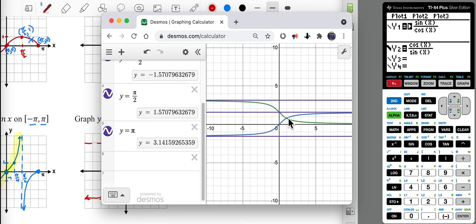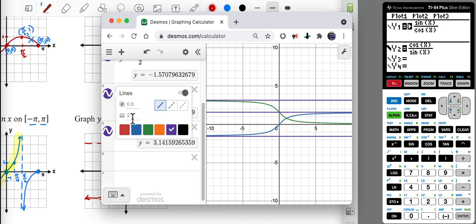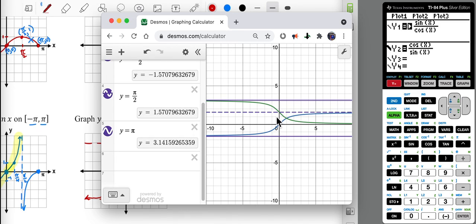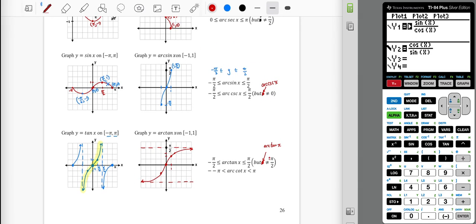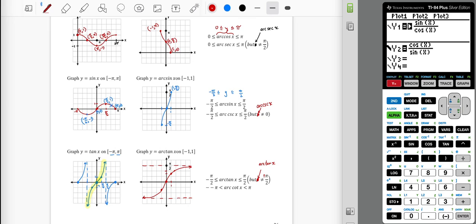Color coded, and you could change the thickness. Long press on it, you change the thickness, change the color, change the style. A lot of good stuff with Desmos that you don't necessarily get with the TIs. All right. So that's a little bit of a recap on how you graph inverse functions, but also some of the characteristics of the graphs of inverse functions.